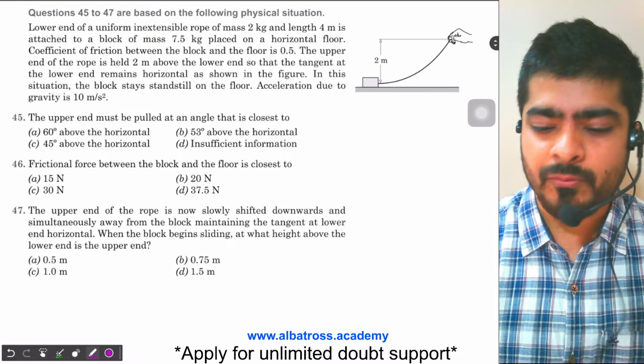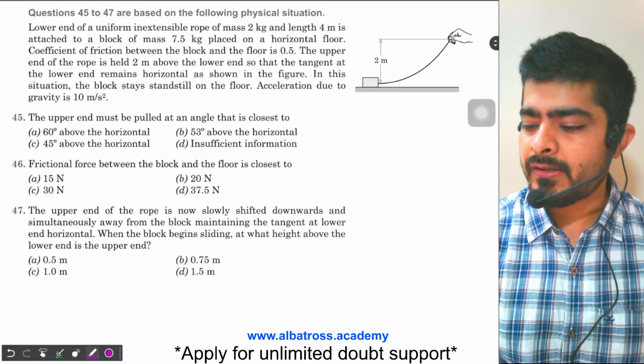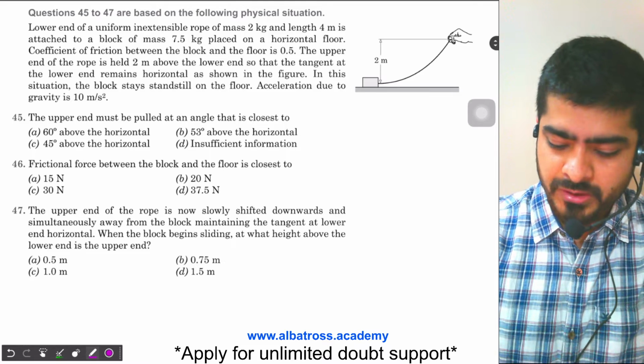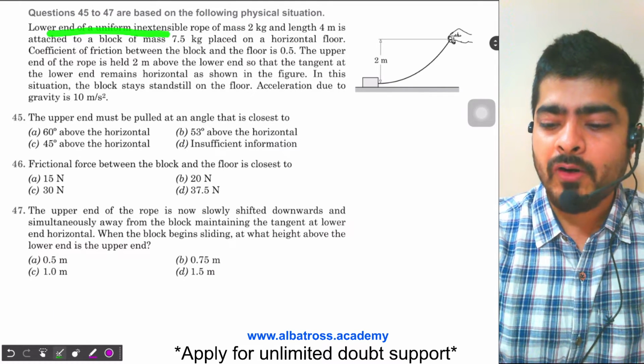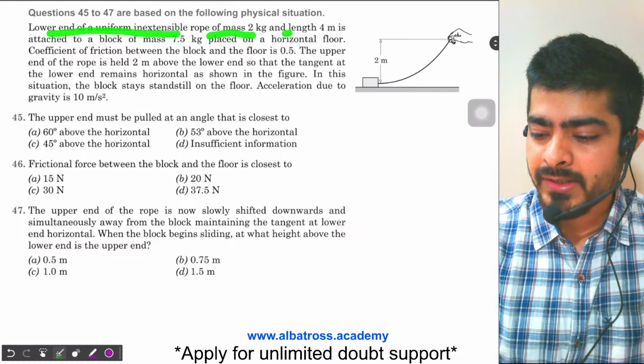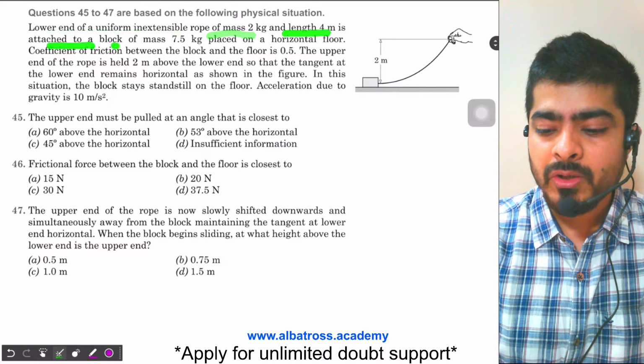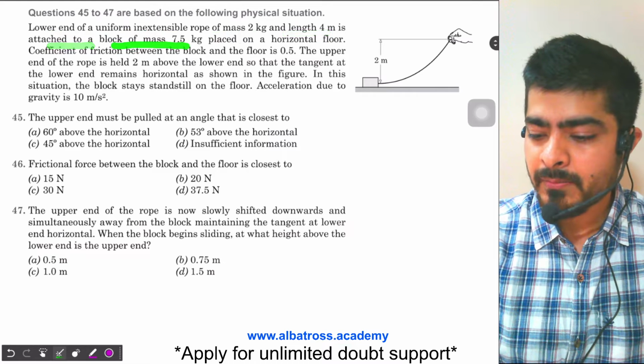Hello students, see this question from chapter number 2 of Pathfinder. The chapter is Newton's laws of motion. What is the question saying? The lower end of a uniform and inextensible rope of mass 2 kg and length 4 meter is attached to a block of mass 7.5 kg placed on a horizontal floor.